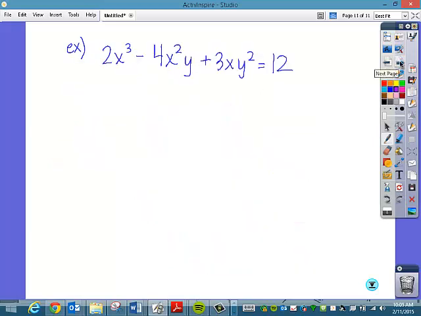And then our last example is not a trig one, but it is a little bit complicated because hopefully you notice you're going to use the product rule, because I'm multiplying 4x squared, and then y is my second term, and then over here I also have 3x as my first term and y squared as my second term. So you're actually going to do product rule twice. So this is going to get a little crazy. So first, the derivative of 2x to the third is 6x squared.